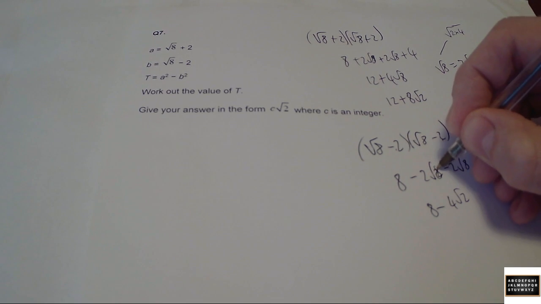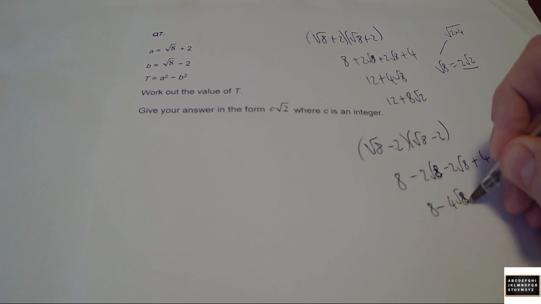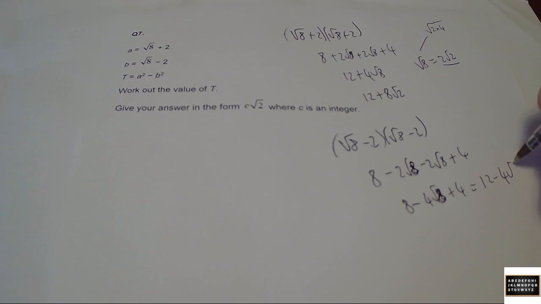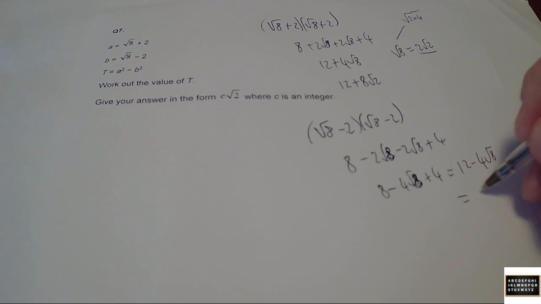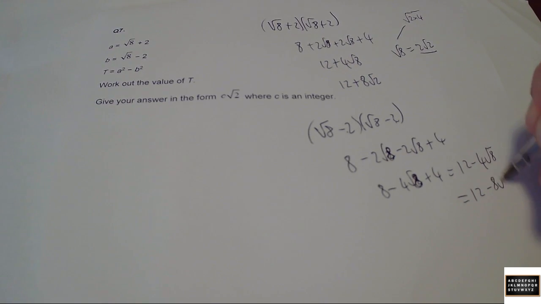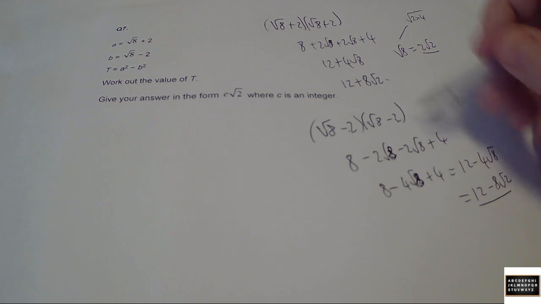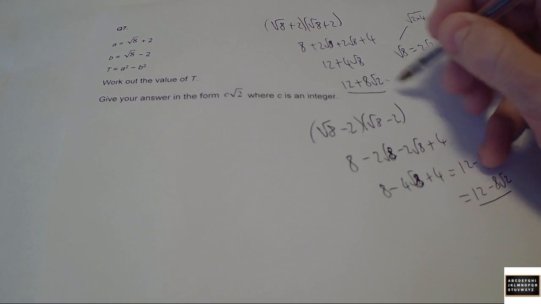Sorry, apologies, that should be root 8. 4 root 8 here. So 8 minus 4 root 8 plus 4. And that's going to be equal to 12 minus 4 root 8. And again, root 8 is 2 root 2. So it's going to be 12 minus 8 root 2. So they're very similar expressions, 12 plus 8 root 2 and 12 minus 8 root 2.